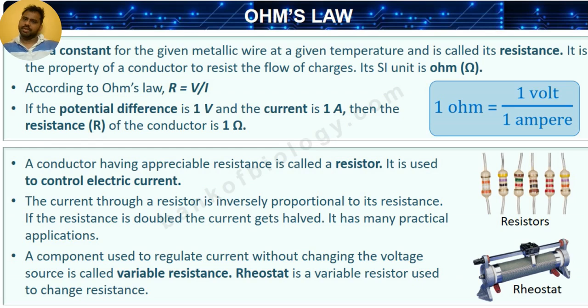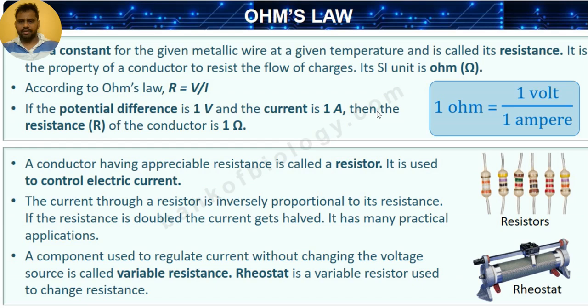How do we define 1 ohm? We define 1 ohm as, if the potential difference is 1 volt and the current is 1 ampere, then the resistance R of the conductor is 1 ohm. So 1 ohm is 1 volt by 1 ampere.